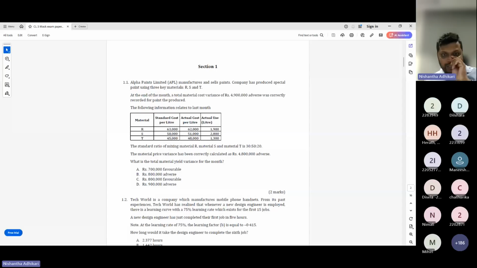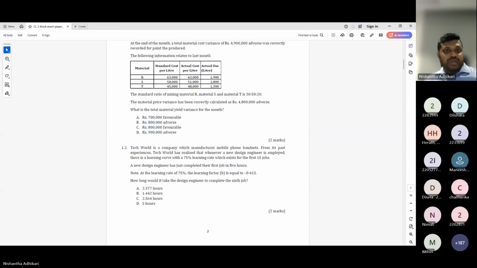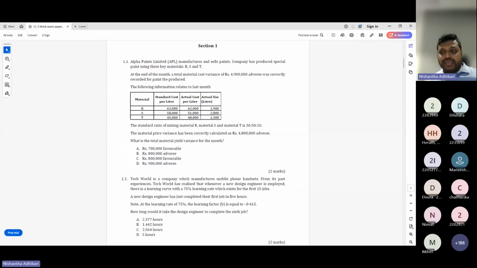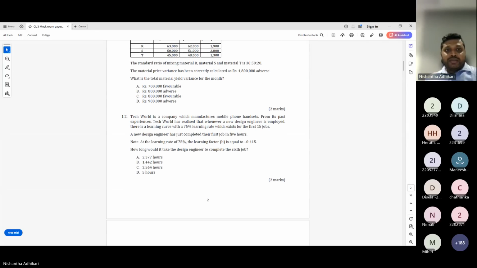Answer should be A. That is 700,000 favorable. This is the answer. Right. Next one. Guys, these are variance analysis questions. You should be able to deal with them because that particular area carries significant weightage in the syllabus as well. The second one is relevant to the learning curve theory.